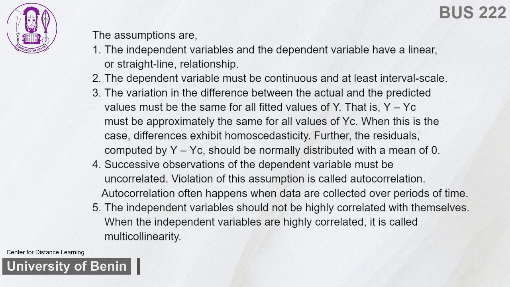4. Successive observations of the dependent variable must be uncorrelated. Violation of this assumption is called autocorrelation. Autocorrelation often happens when data are collected over periods of time. 5. The independent variables should not be highly correlated with themselves. When the independent variables are highly correlated, it is called multicollinearity.